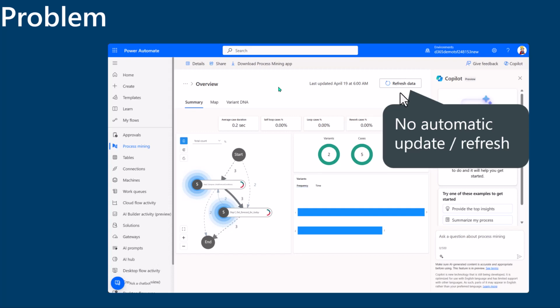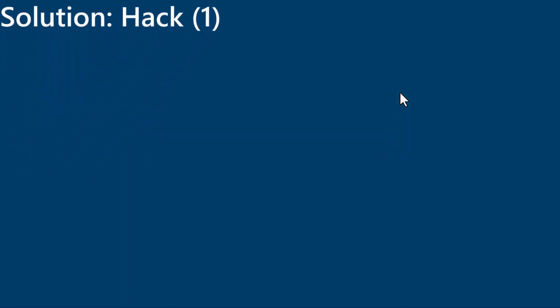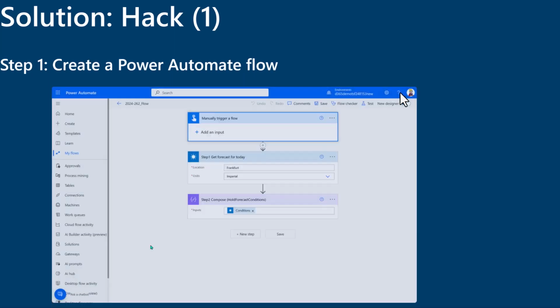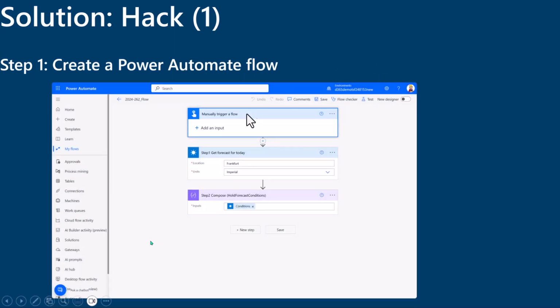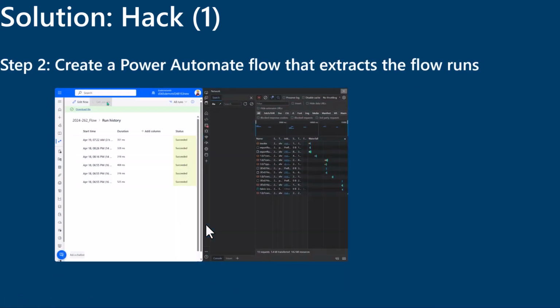Okay, and then I thought, hey, how can we fix this? To fix it, I created a simple Power Automate flow. This is the simplest one I can find. Here's a manual trigger. I get the weather forecast and then I hold these conditions. Very simple. Once I have this, I click the button to get my process mining analysis. And then I did not want to run this manual analysis all the time, but I want to have it automated.